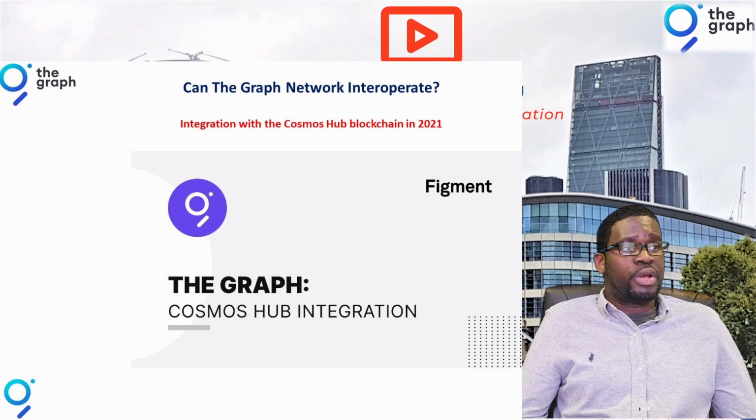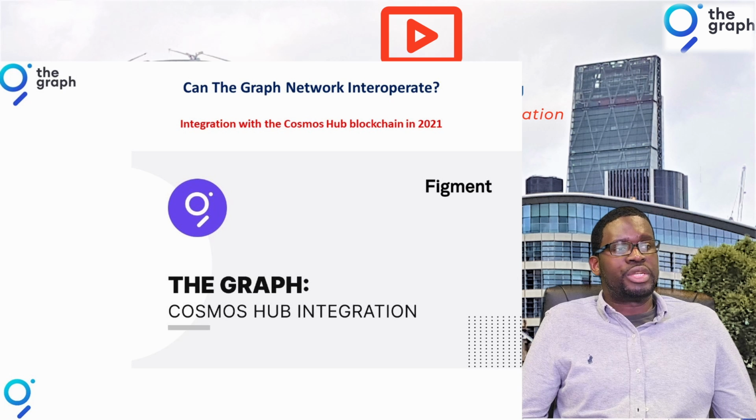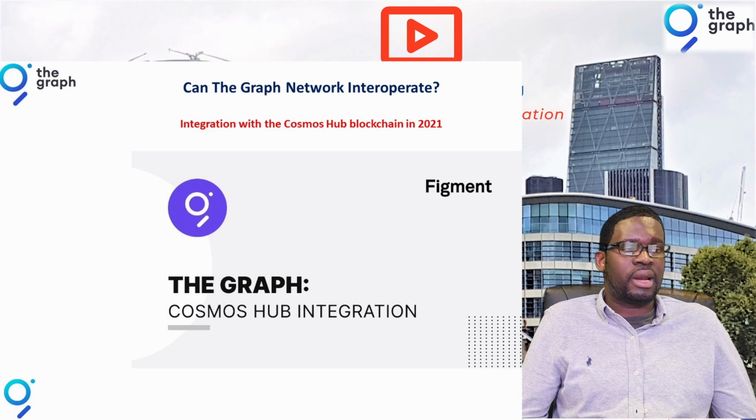Interoperability, the Graph subqueries work with any blockchain or dApp on demand. A good example is the integration of the Graph with the Cosmos Hub blockchain in late 2021.